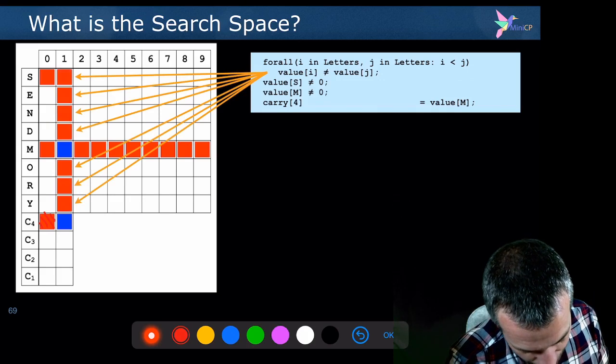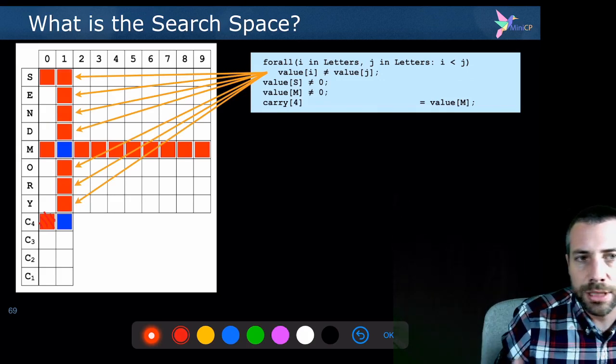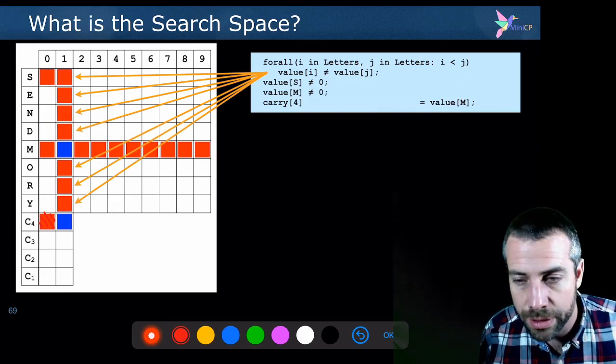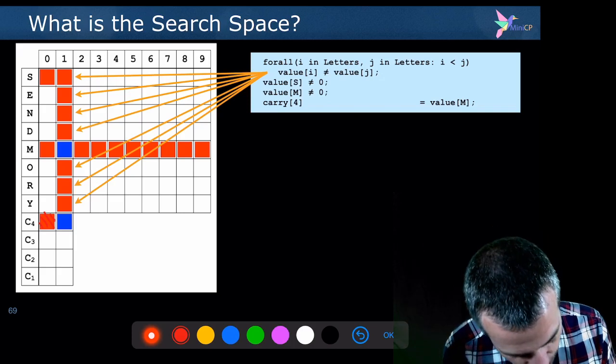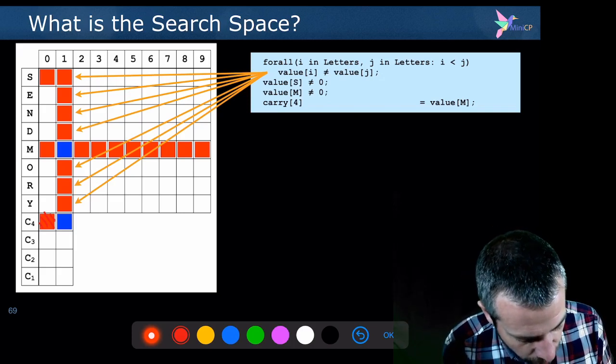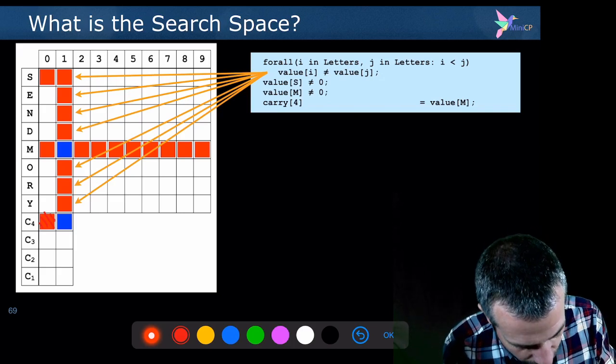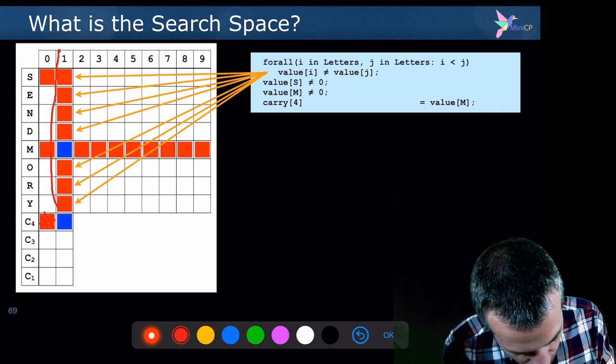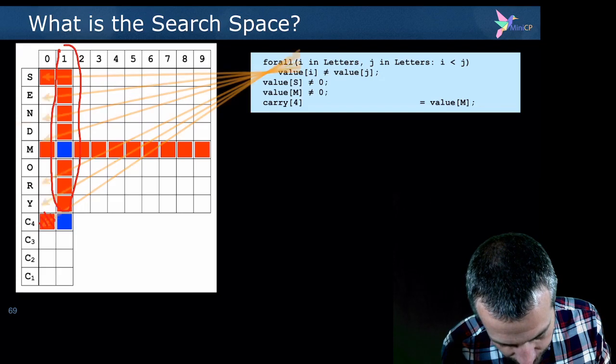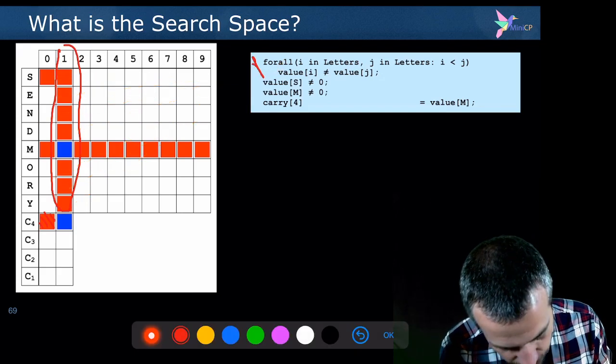And if you remember, the all different constraint was acting between all the variables, so they must take different values. Since we have decided to take the value 1 by propagation for the variable M, we should remove this value 1 for every possible other variable. And this is enforced by this set of constraints.